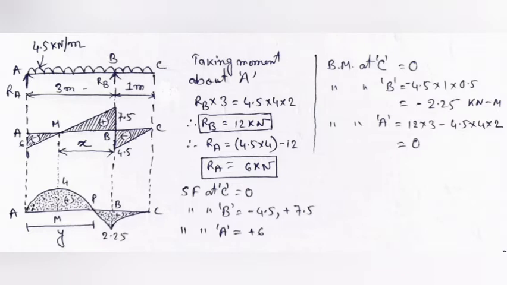Now we will draw the bending moment diagram. For the point C, the bending moment value will be 0 because there is no distance. And now we will go for B point. There is a bending moment of value negative 4.5 into 1 into 0.5, that is minus 2.25 kilonewton meter. And again at the point A, the value of bending moment will be 4.5 multiplied by 4 multiplied by 2, and positive value of RB, that is 12 kilonewton, and the bending moment at A will be 0 also.